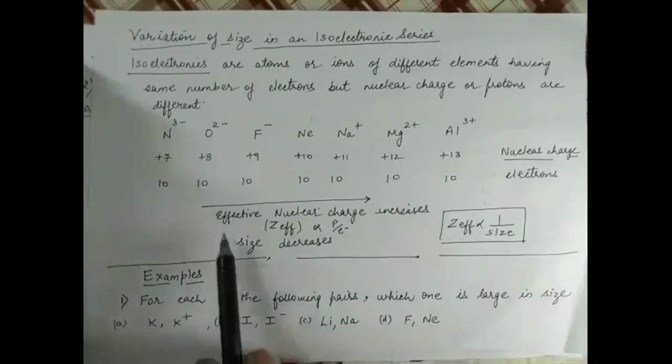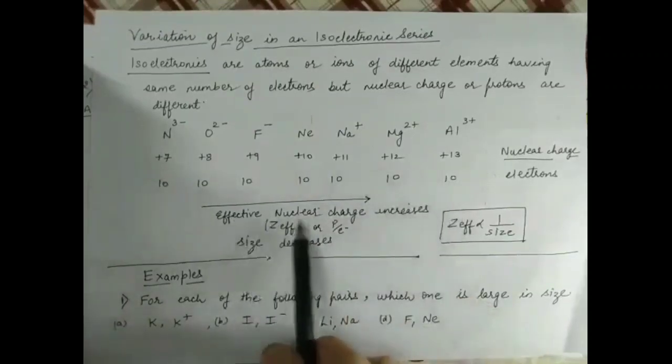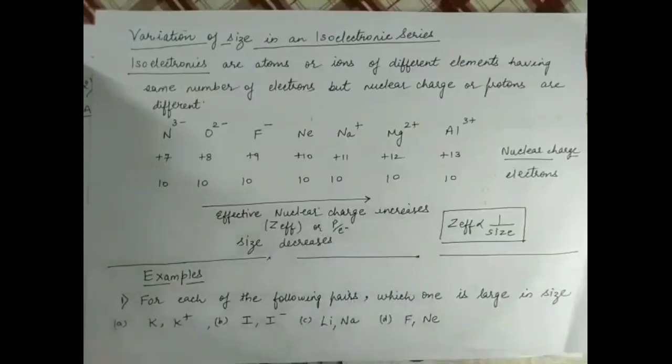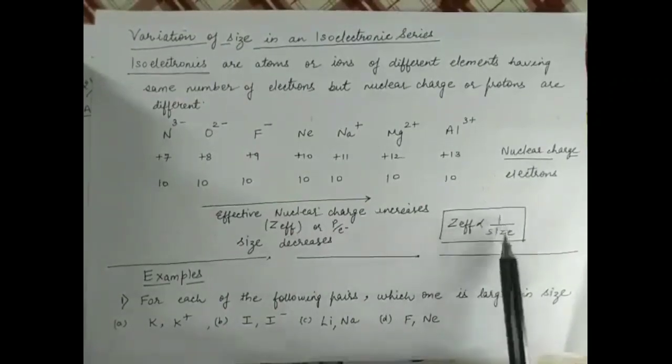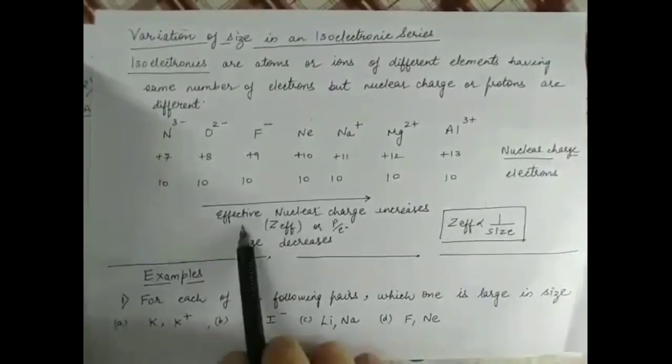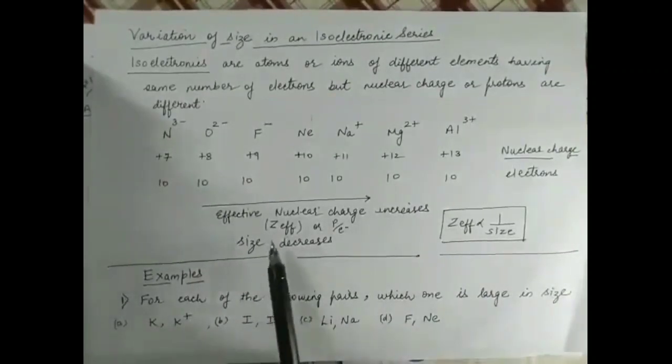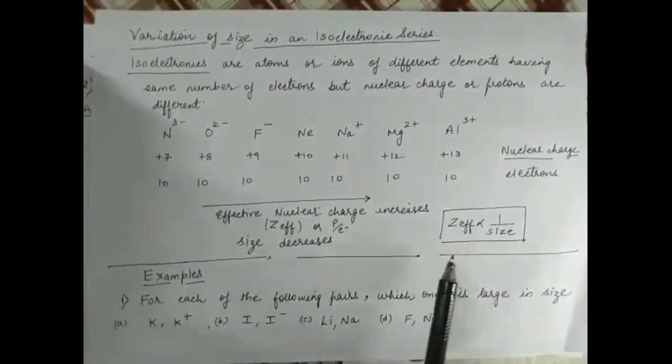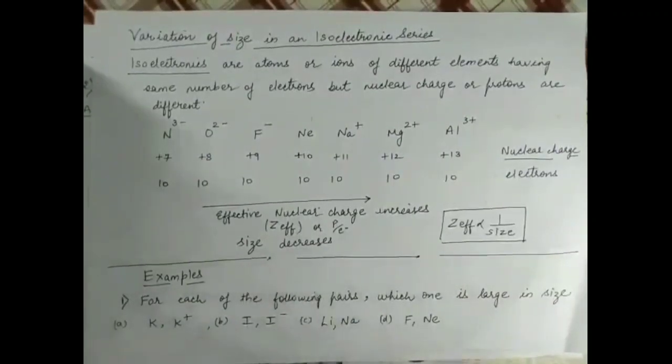We can say that as we move from left to right, the effective nuclear charge increases. Effective nuclear charge, which is denoted by Z effective, that is the power of the nucleus, is increasing. And this effective nuclear charge is inversely related to size. Since the Z effective is increasing, therefore the size should decrease. So as we move from left to right in the isoelectronic series, the atomic size decreases.